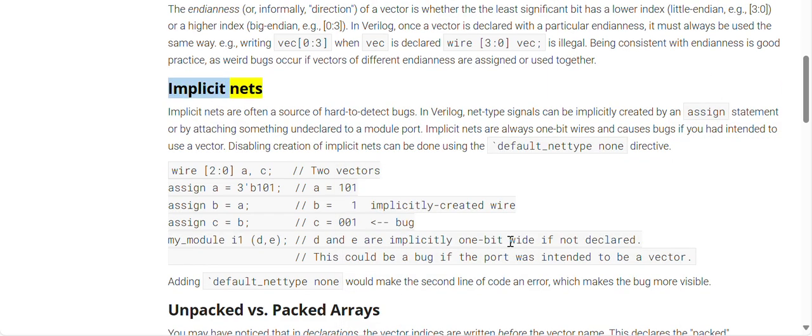Implicit nets. Implicit nets are often a source of hard-to-detect bugs. In Verilog, net-type signals can be implicitly created by an assign statement or by attaching something undeclared to a module port. Implicit nets are always 1-bit wires and cause bugs if you had intended to use a vector. Disabling creation of implicit nets can be done using the `default_nettype none directive.